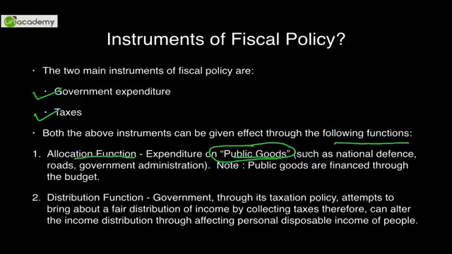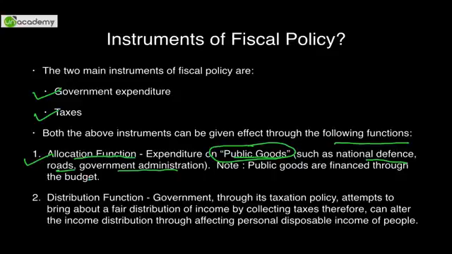Any kind of allocation on public goods which is good for the public, which can be used for the public. For example, in national defense, army, navy, air force, general security, which is coming within Ministry of Home Affairs. So all this is considered for public good. Expenditure on building roads, national highways, government administration in short. So entire allocation of resources is coming under allocation function.